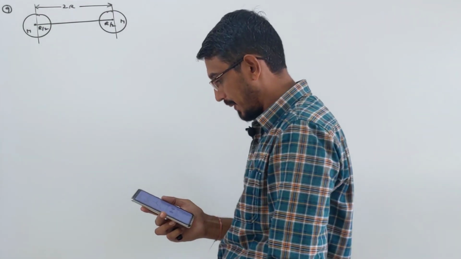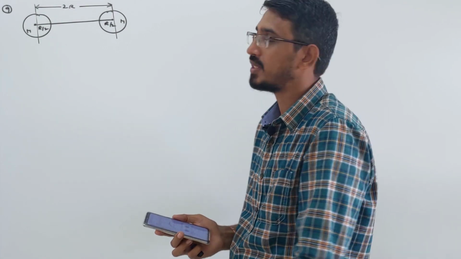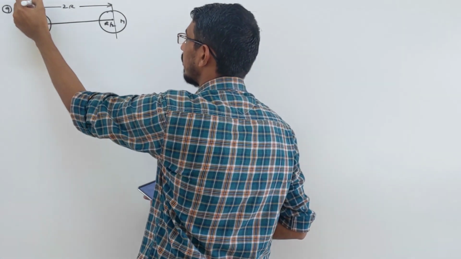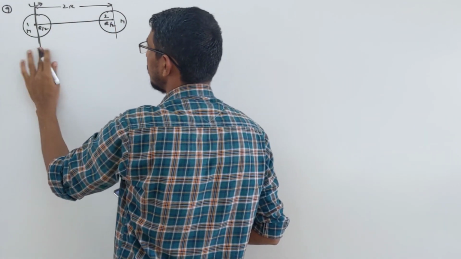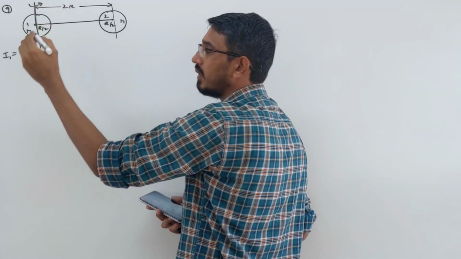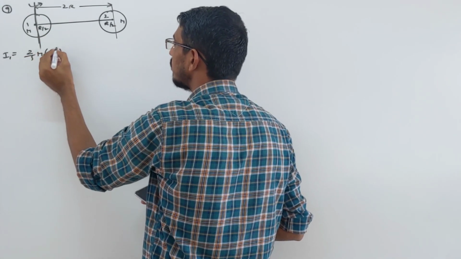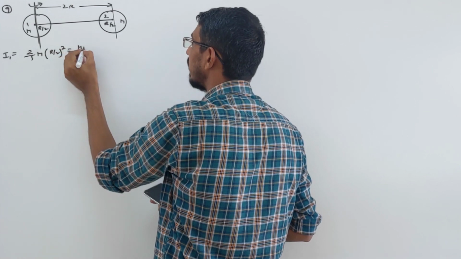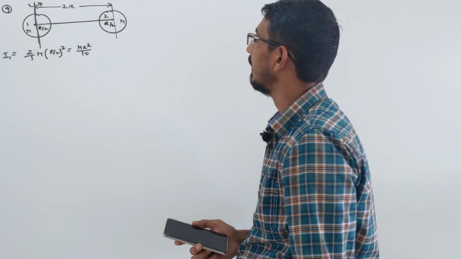So they are asking what's the inertia when we rotate this system about an axis passing through the center of any sphere. Suppose we are rotating about this line, then what's the inertia? This is sphere 1, this is sphere 2. What's the inertia due to sphere 1? It is rotated about its center of mass only, right. So 2 by 5 m and r square means r by 2 square. So this becomes mr square by 10, correct.